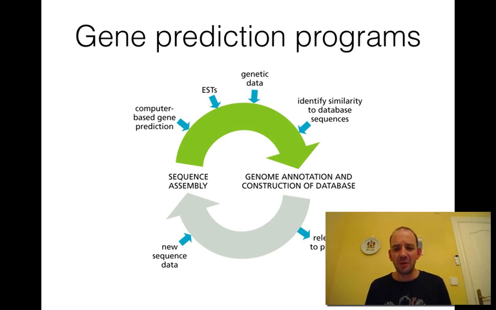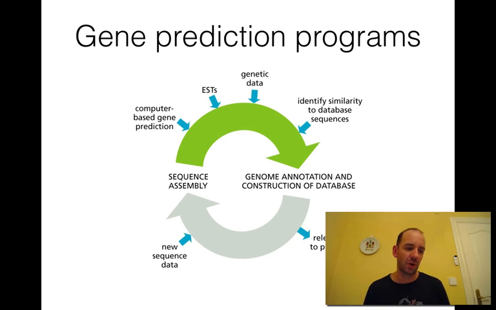You can basically do this with two different methods. You can try to do a completely pure computer-based ab initio approach, figuring out what a gene looks like and how we can identify the regions of the genome that look like a gene. But you can also do it by comparing to already existing genomes, so you can identify similarity in the DNA sequences.